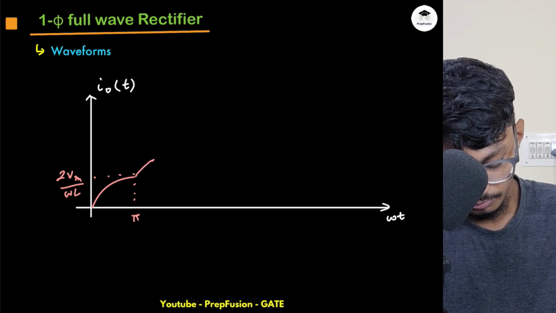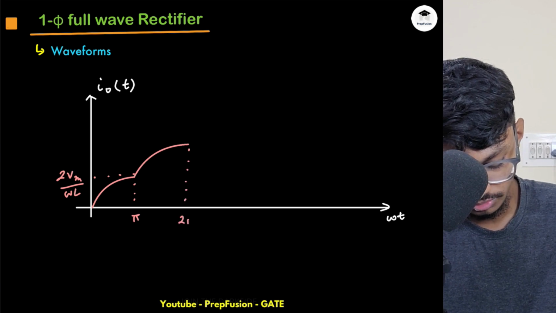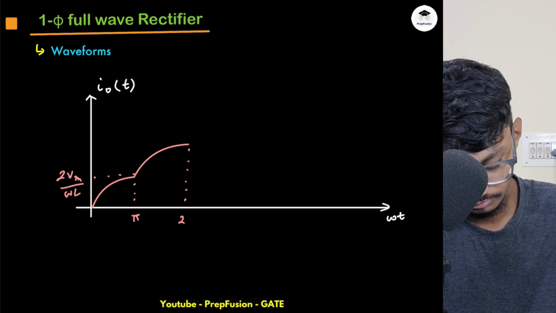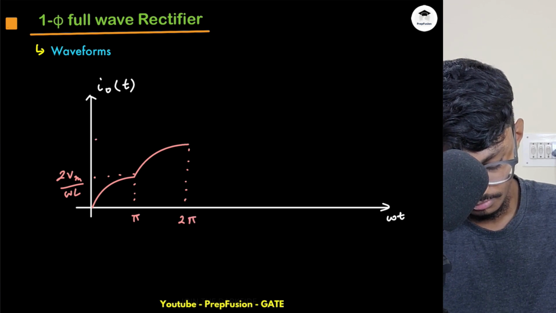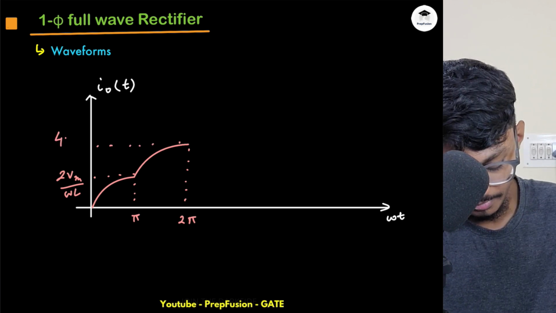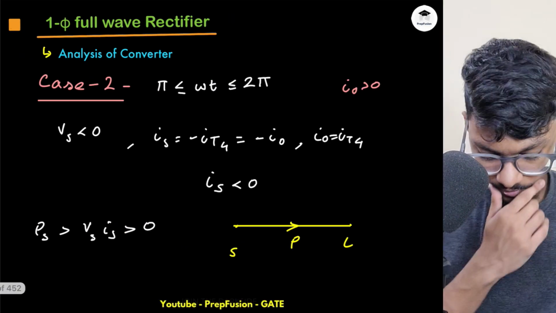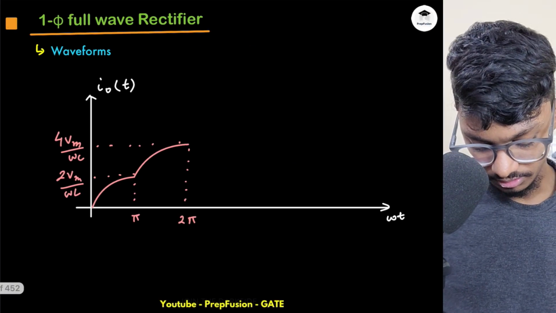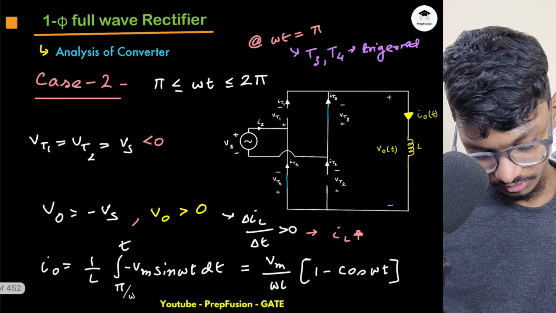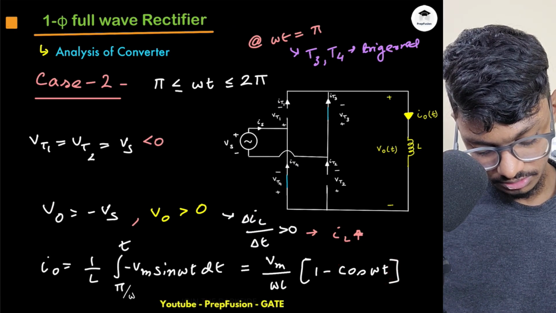From pi to 2 pi, this is 2 pi, right? This is what? Four Vm upon omega L. Why is it 4 Vm upon omega L? You just put 2 pi in this equation. If you put 2 pi here, what will this value be?